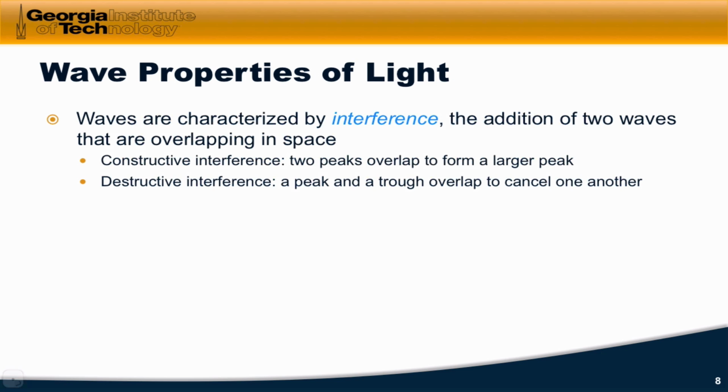What are some of the wave properties of light? Well, the big thing that waves do is interference, the addition or subtraction of two waves that are overlapping in space.